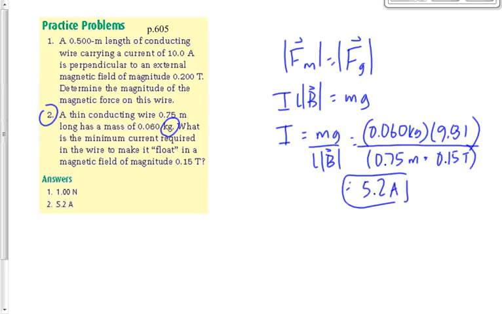So tell me what's going to happen. We have 5.2 amps. It's going to float, right? It's going to remain in the same position above the Earth's surface. It's not going to go up. It's not going to go down. What would we have to do to make this go downward, but at a rate less than 9.81? What would we have to do to make it not float, but still not fall at 9.81? How would we change the current there?